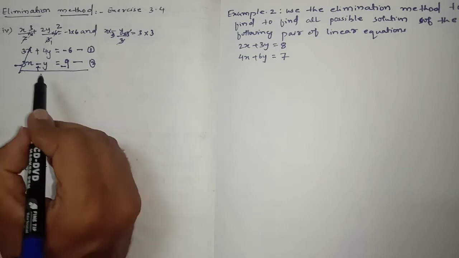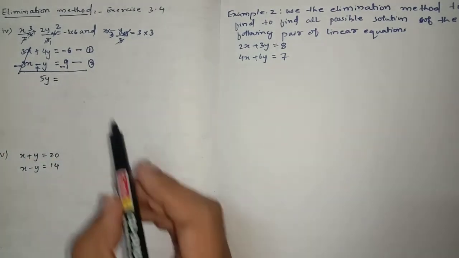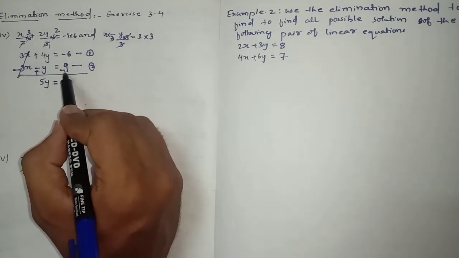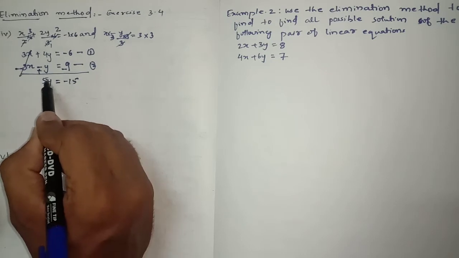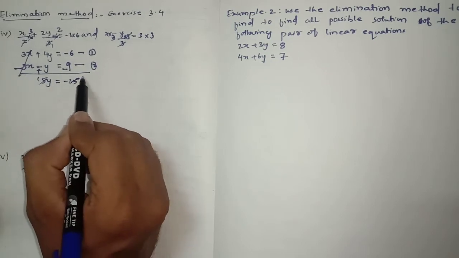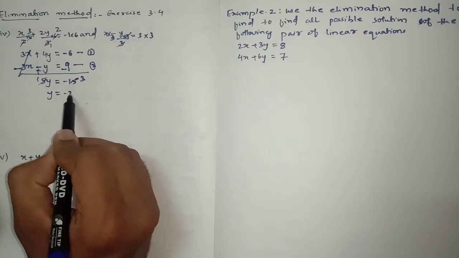4y plus y will be 5y, which is equal to minus 6, and minus 9 will be minus 15. 5 ones are 5 and 5 threes are 15. y is equal to minus 3.